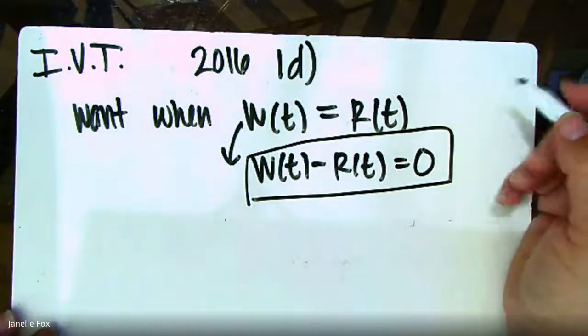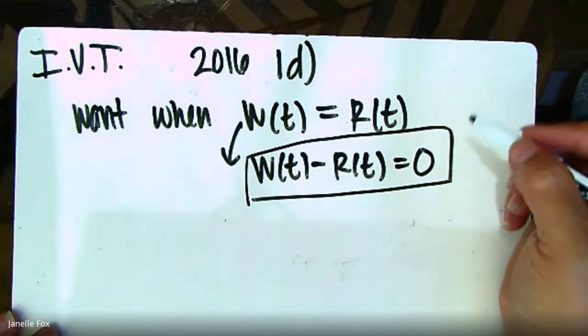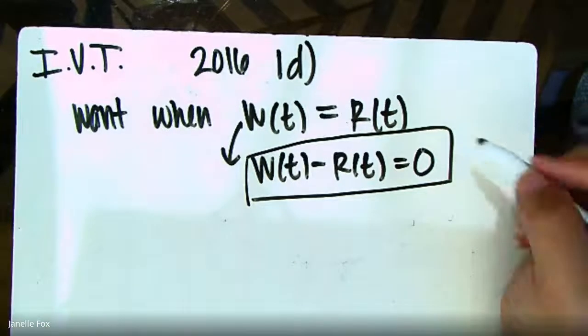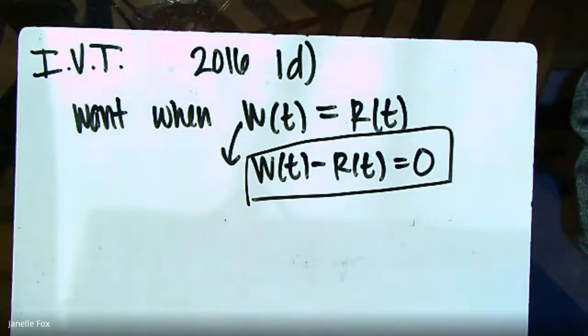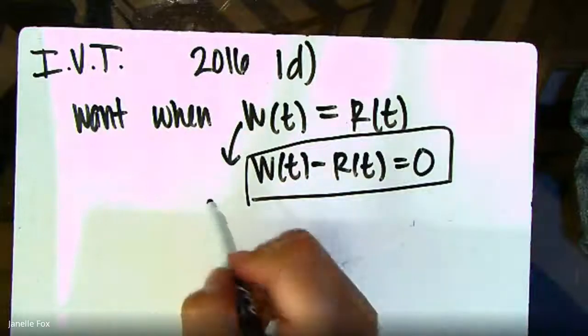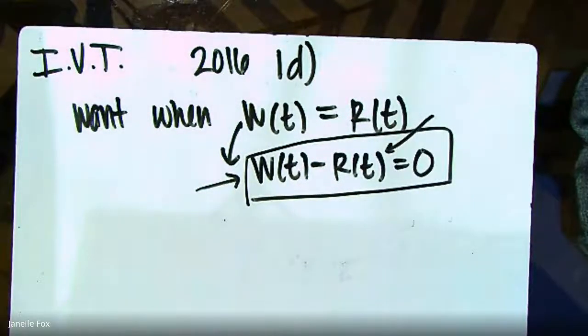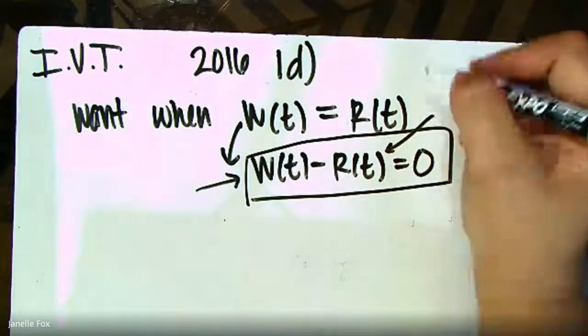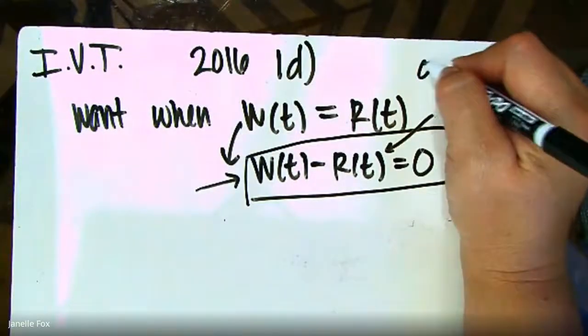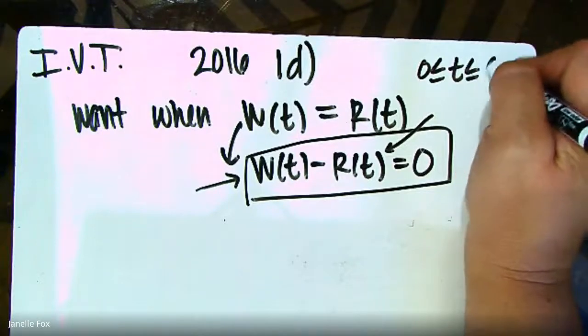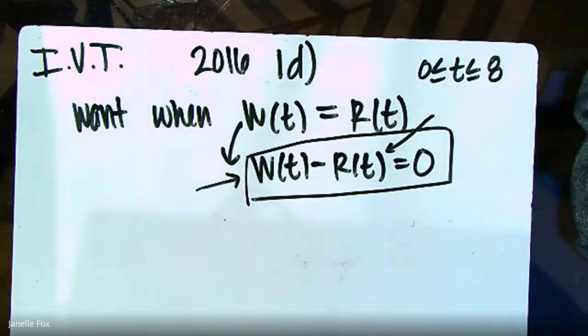And I couldn't really graph one of these. I think I could graph the W function because they gave it to me, but this was a table of values. And you're like, oh, shoot, I have no idea. But they did give me an interval from 0 to 8. And so I said, oh, okay, I think I know what to do.